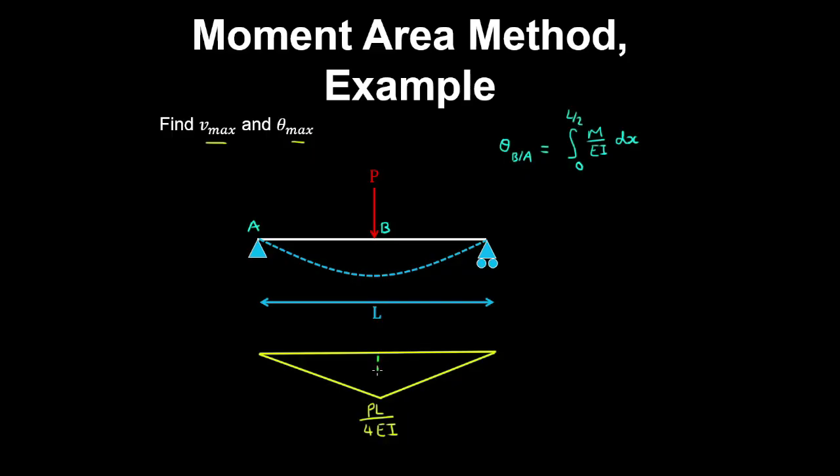And given that the curvature diagram is linear, we can obtain the area by simple geometry. So given this distance here is L on 2, the area is 1/2 by the base of the triangle by the height of the triangle.